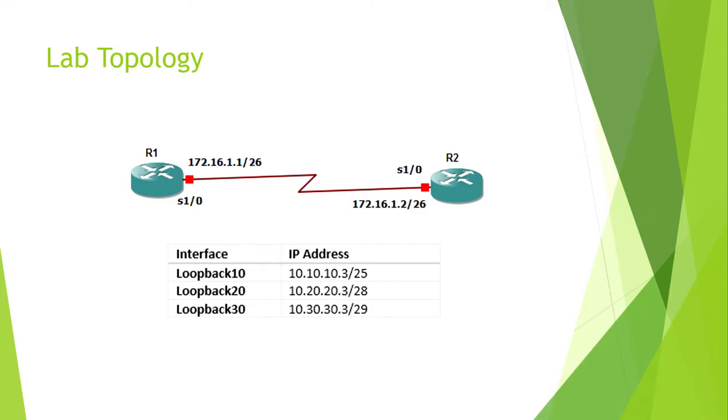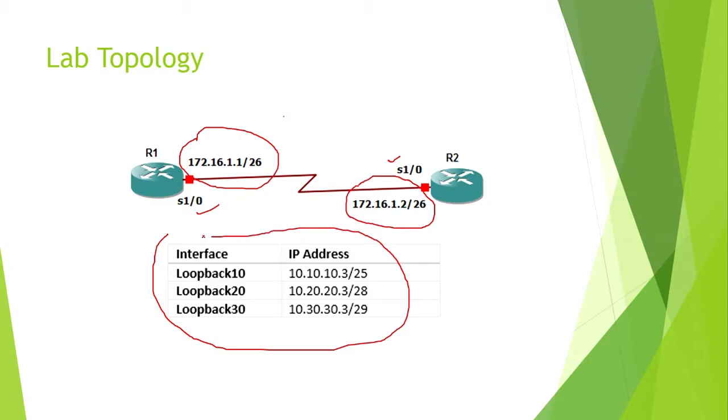Now let's go to the lab topology. The lab topology consists of two routers. One router has serial port 1/0 to be connected with the other. 172.16.1.1/26 is the IP address for serial port 1/0 on R1, and 172.16.1.2 will be assigned to R2. One more thing that we are going to see here is the loopback addresses, which consist of the following IP addresses, and these are to be assigned to R2.